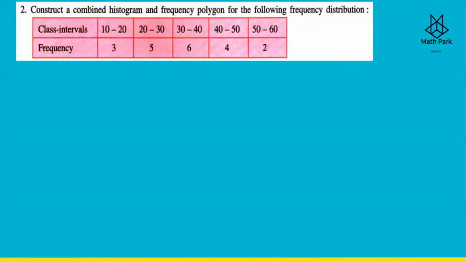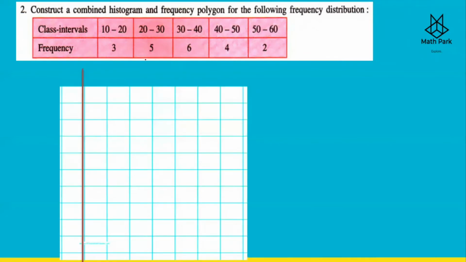Construct a combined histogram and frequency polygon for the following frequency distribution. Now in the previous question, we could have done only the frequency polygon. That was also fine. Here we are asked to combine a histogram and frequency polygon. It is the same as we did in the previous question. So here is our graph ready. We draw our axes. This is our y-axis. We draw the x-axis. It is ready. We take the class intervals on the x-axis and the frequencies on the y-axis.